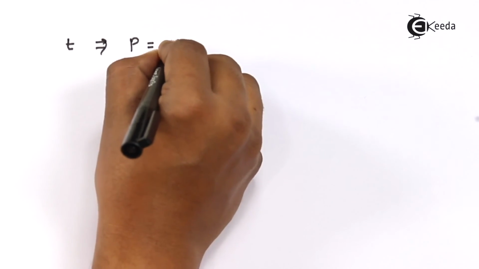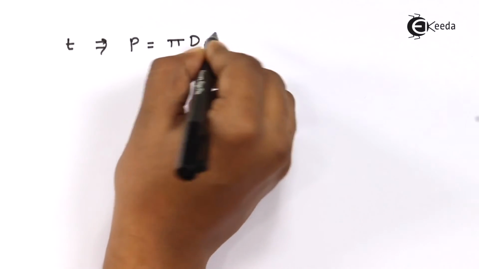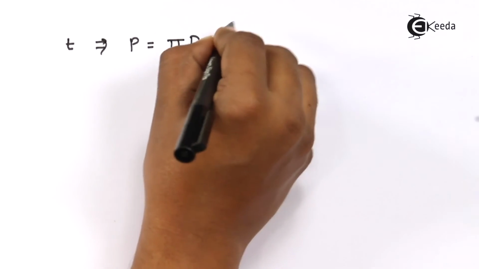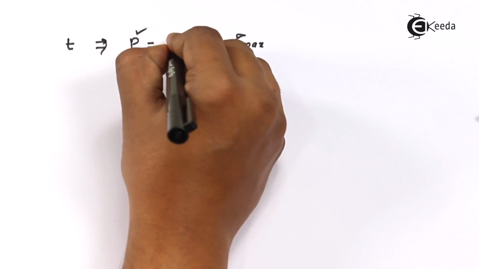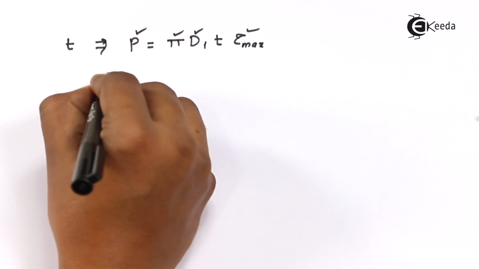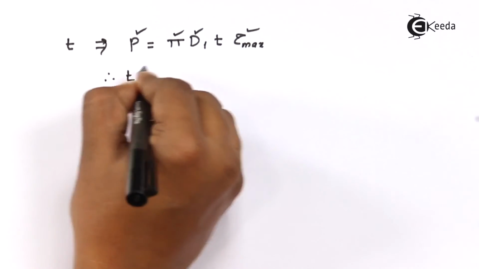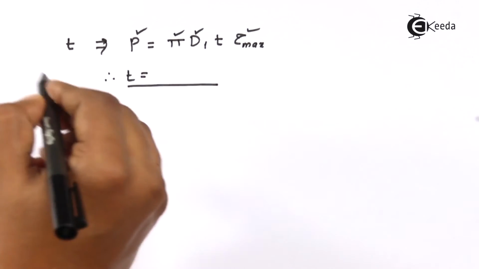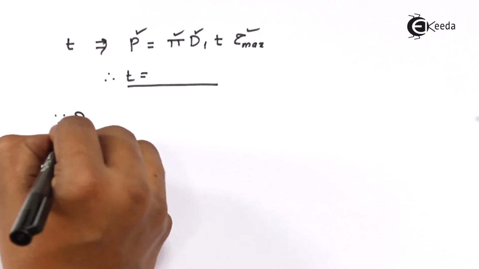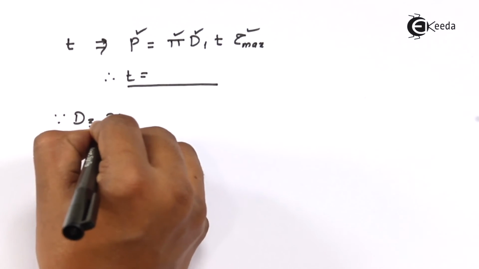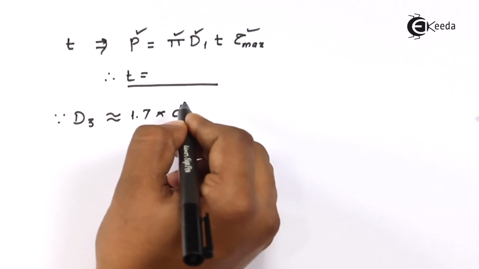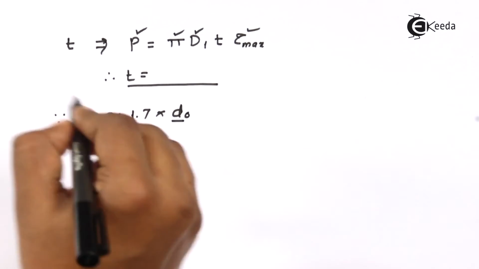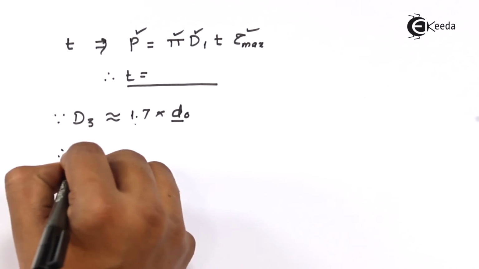P is equal to pi D1 T. That is the maximum, say we will say. We have this value pi D1. This we can find out T value very easily. Next thing is D3. D3 is somewhere around 1.7 times your D outer. We already know this value of D outer. We can find out D3.